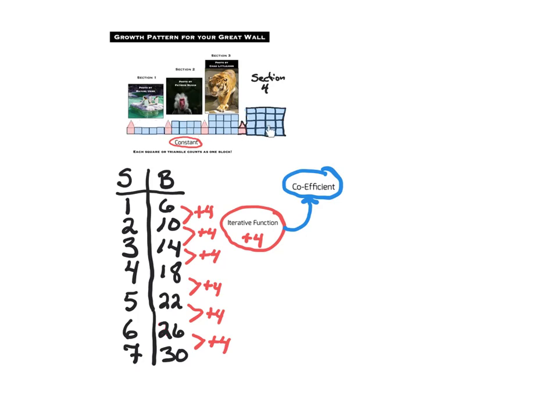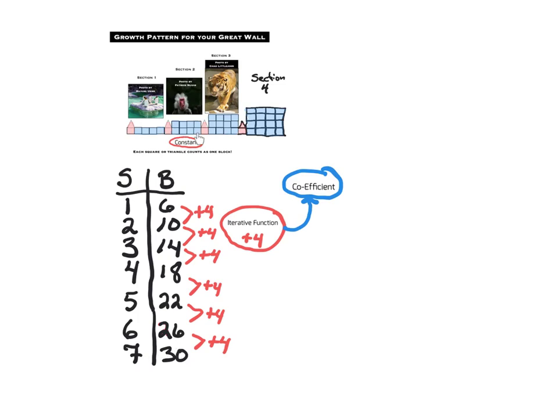So first we drew our first 4 sections of this great wall, right? Then we created our t-chart, discovered our iterative function and our coefficient. We colored our iterative function, or the coefficient, blue, right? And then we discovered we had a constant that did not change here, and we colored that in red. Now we're ready to create a formula that will work for any section number, right? And then we're going to test it against sections 5, 6, and 7.